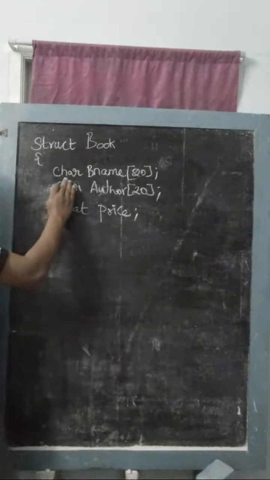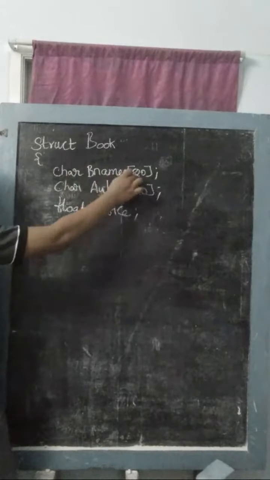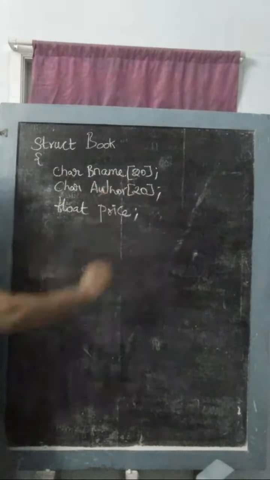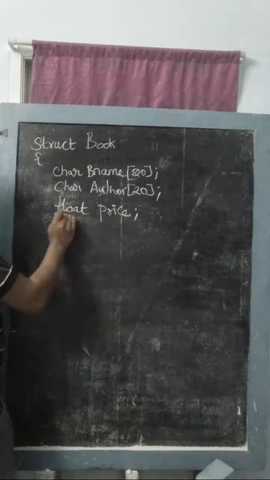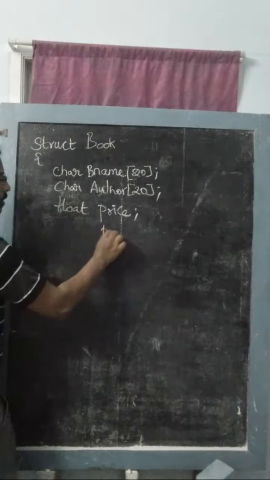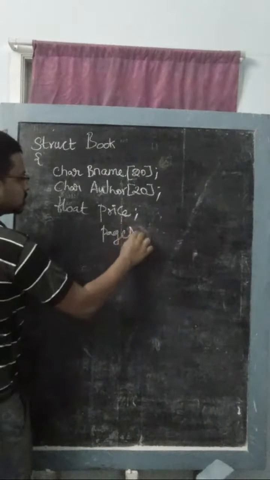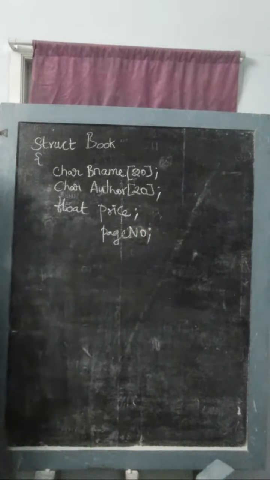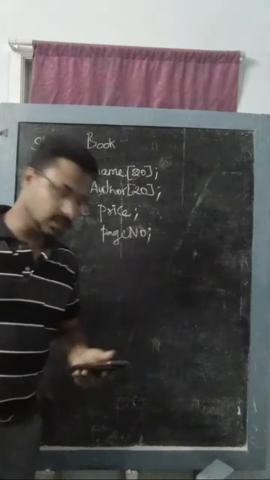Character, unknown. If we need to write any names, we need to use the character array. Then float: price comes under the category of float. And page numbers: what is the data type of page numbers? Just write it in the comment. Either it is integer, character, or float.